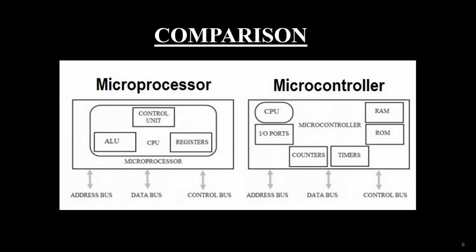Next is comparison of microprocessors and microcontroller. Microcontrollers offer better integration, lower cost, lower power consumption. Therefore, microcontrollers are widely used in embedded applications like home appliances and industrial control system.